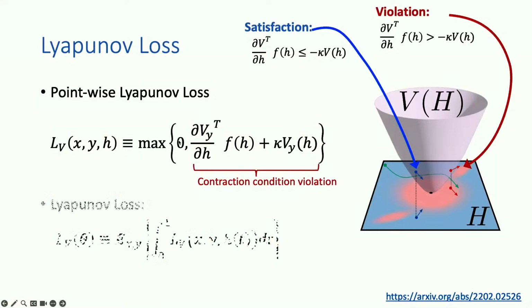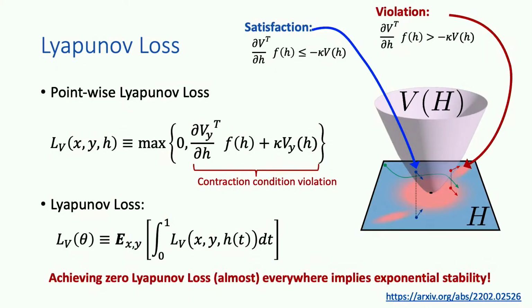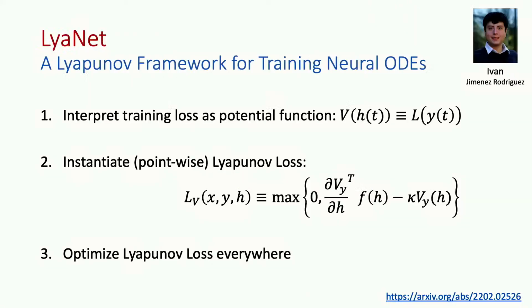And then the overall Lyapunov loss is the integral of this, over everything you care about. Achieving zero Lyapunov loss almost everywhere therefore implies exponential stability. So that's the LeoNet framework. You interpret any kind of training loss as a potential function. You instantiate this pointwise Lyapunov loss, and then you optimize this pointwise Lyapunov loss everywhere. That's sort of the high-level idea.